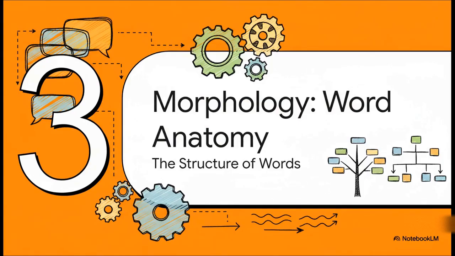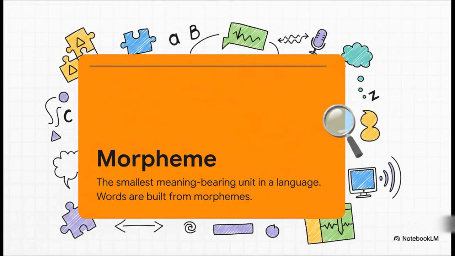Okay, so we've seen the big picture of how we process a sentence. Now, let's zoom way in and put a single word under the microscope. This brings us to section 3, morphology, which is basically the anatomy of a word. The most fundamental concept in morphology is the morpheme. As it says right there, it's the smallest piece of a word that actually has meaning.